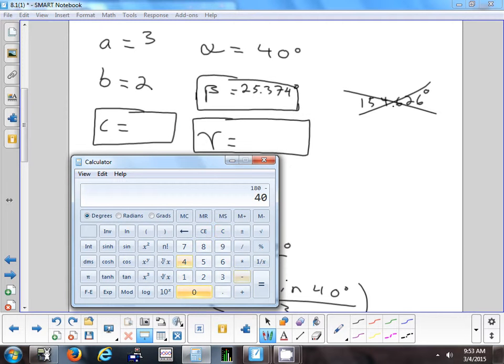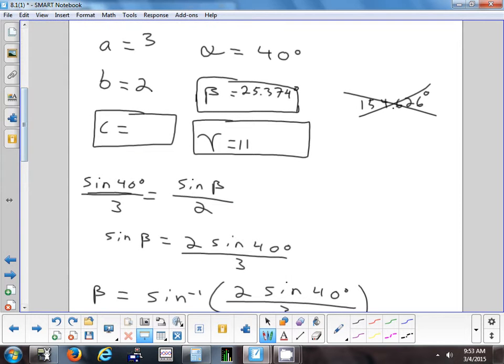Do 180 minus 40 minus 25.374. Now I've got 114.626. Now I finally have a piece of information in that last row. I can solve for C. So to solve for C, you'd use your first row, sine 40 over 3, and your last row, sine of 114.626 over C. And there wouldn't be a second answer. We've already eliminated that option.